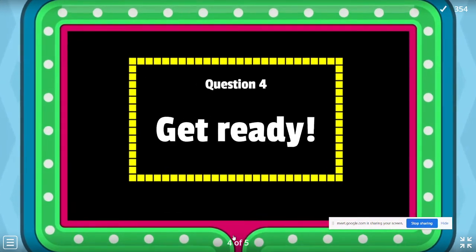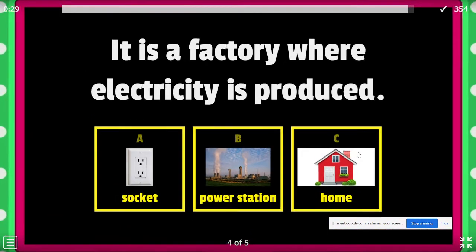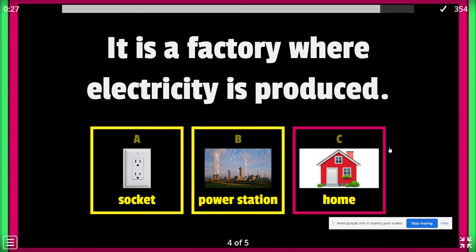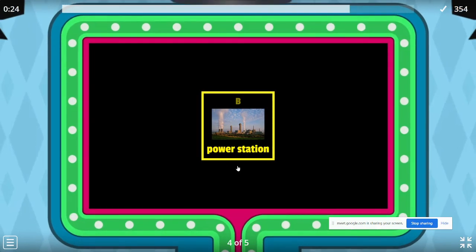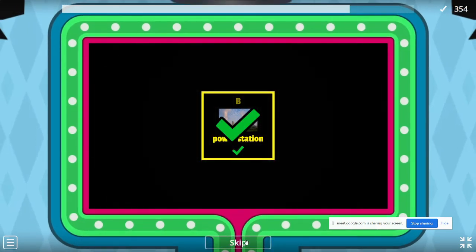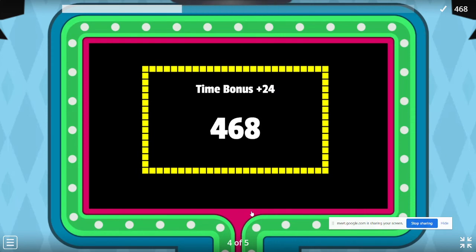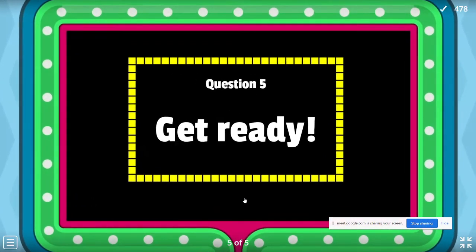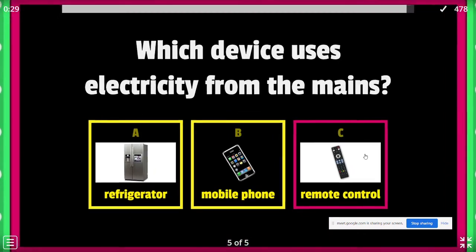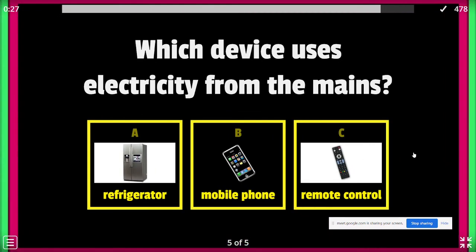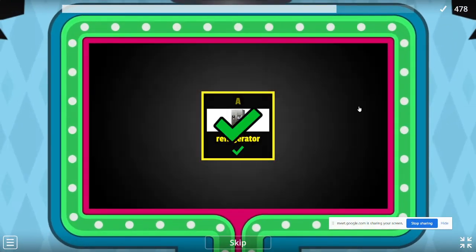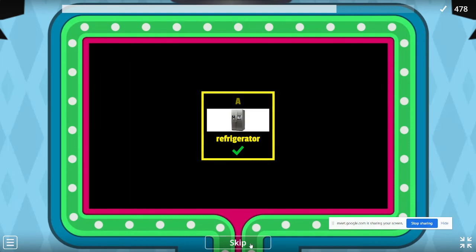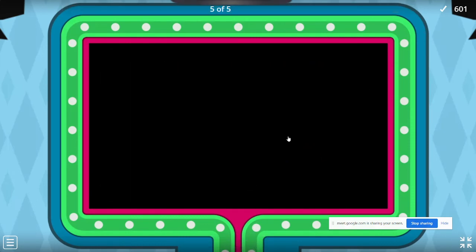Number 4, it is a factory where electricity is produced. Power station. Yes. Easy. And then number 5, which device uses electricity from the mains? Refrigerator. Refrigerator, yes. Correct. All right.